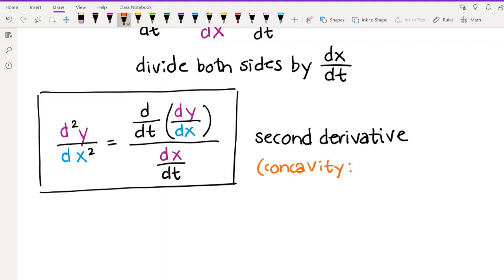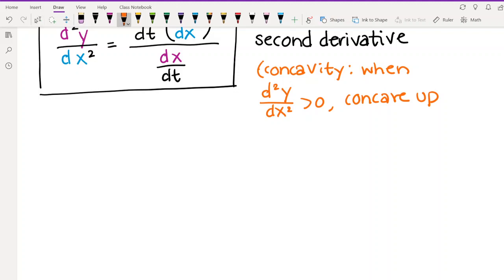So specifically, when the second derivative is positive, so when d squared y over dx squared is positive, that means your graph is concave up. And when the second derivative is negative, that means that your graph is concave down.